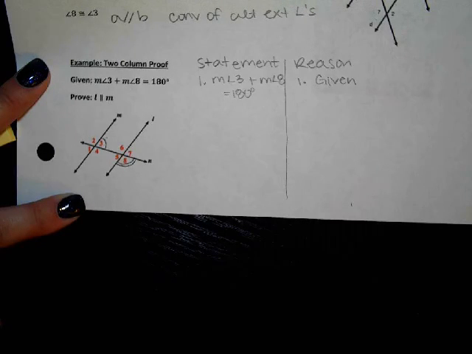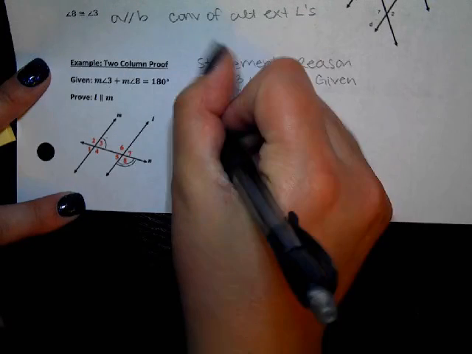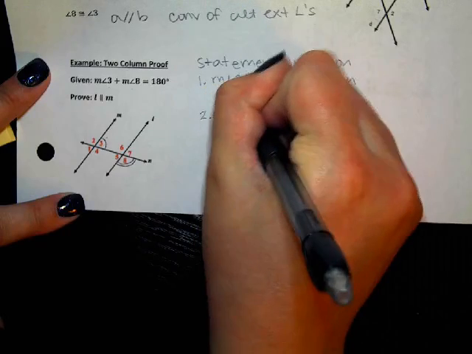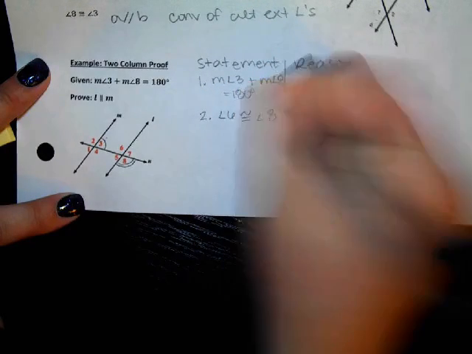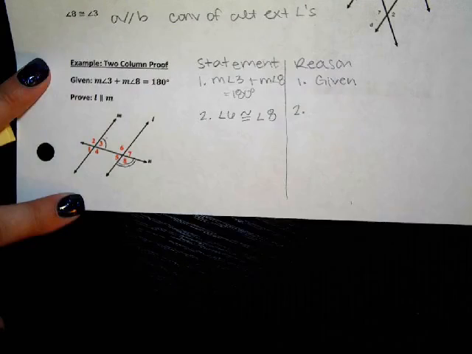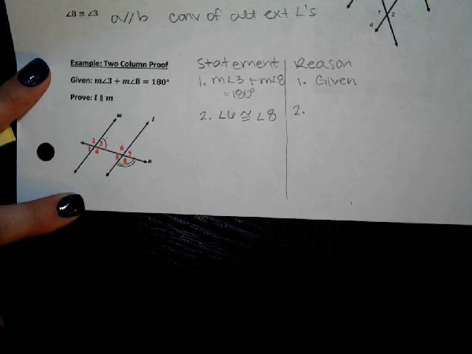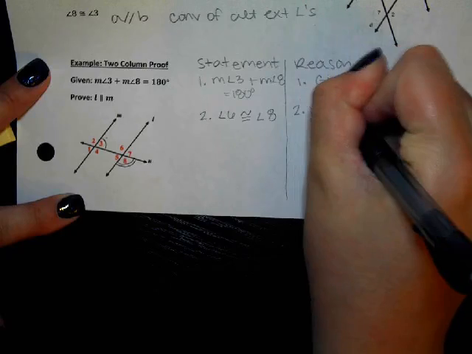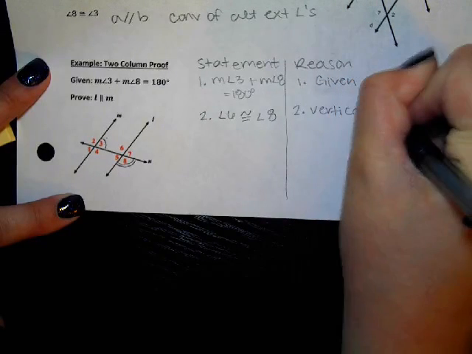Okay, so I already can see an angle that is congruent to angle 8. What angle is it? 6. So I'm going to say that for number 2. Angle 6 is congruent to angle 8. What is my reason? Why are they congruent? Starts with a V. They're vertical angles. No one can argue with that. That's literally how vertical angles work. Okay?